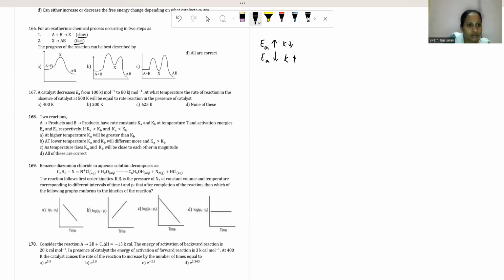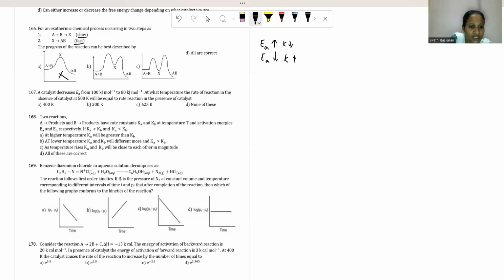Now, based on the two steps, since the reaction is taking place in two steps, the first graph we can basically rule out. Why can we rule out the first option? Because for the formation of X, there should be one transition state, and for the formation of AB, there should be a second transition state. In this graph, only one transition state is shown, and hence option A is wrong.